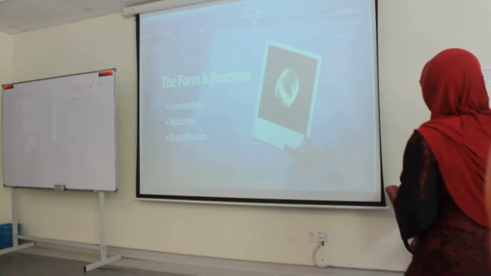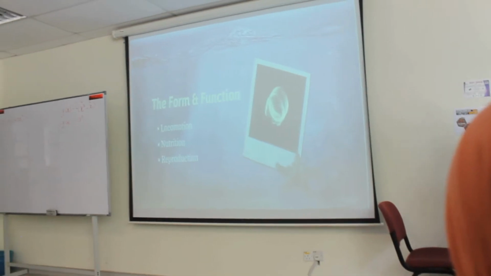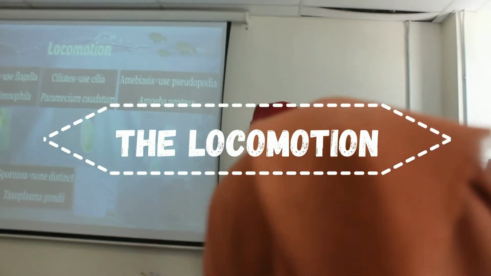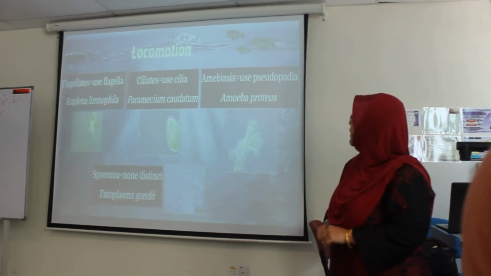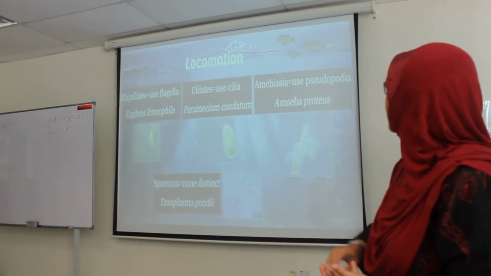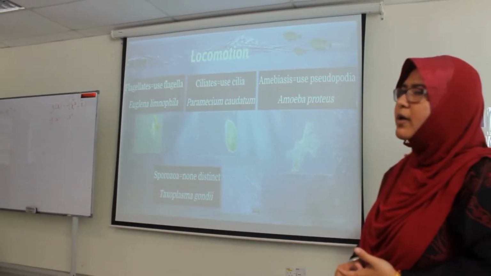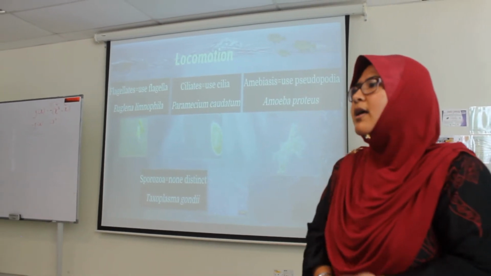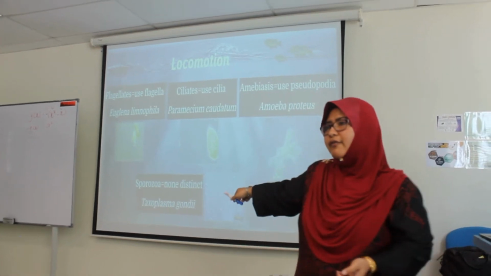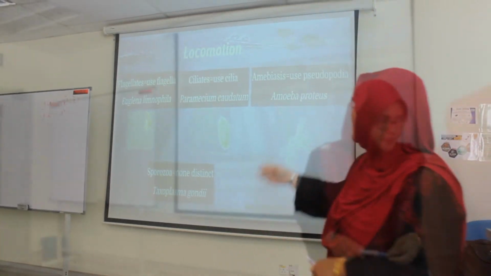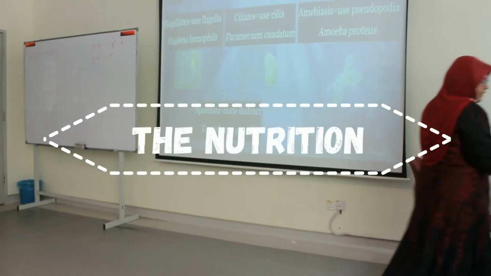So we look at the locomotion first. There are basically four types of locomotion. The first one is flagellates, the second one is ciliates, the third one is amoeboid, and the fourth one is sporozoa. This is quite disappointing because if I used the other slide, we could actually see the GIF moving. You can see how it moves. So flagellates.